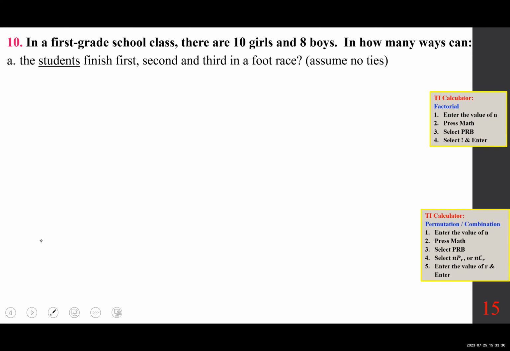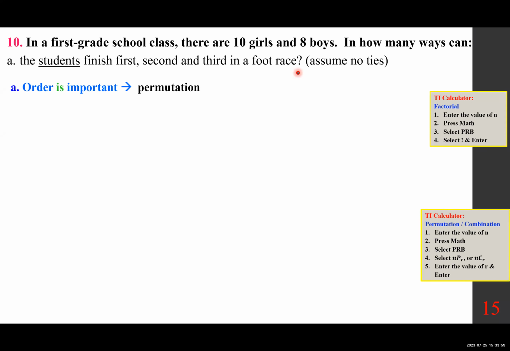In a first grade school class, there are 10 girls and 8 boys. In how many ways can the students finish first, second, and third in a foot race? Assume no ties. Well, order becomes important when you do this. And therefore, it's a permutation.